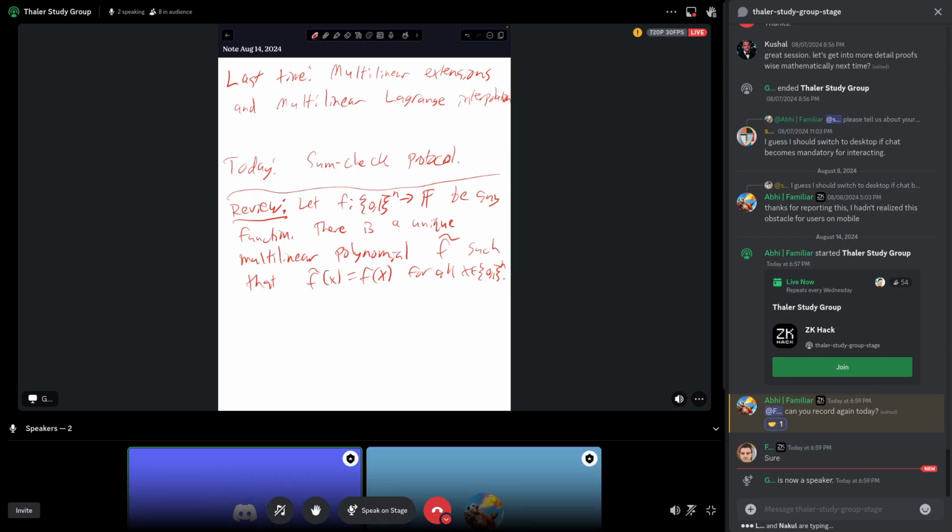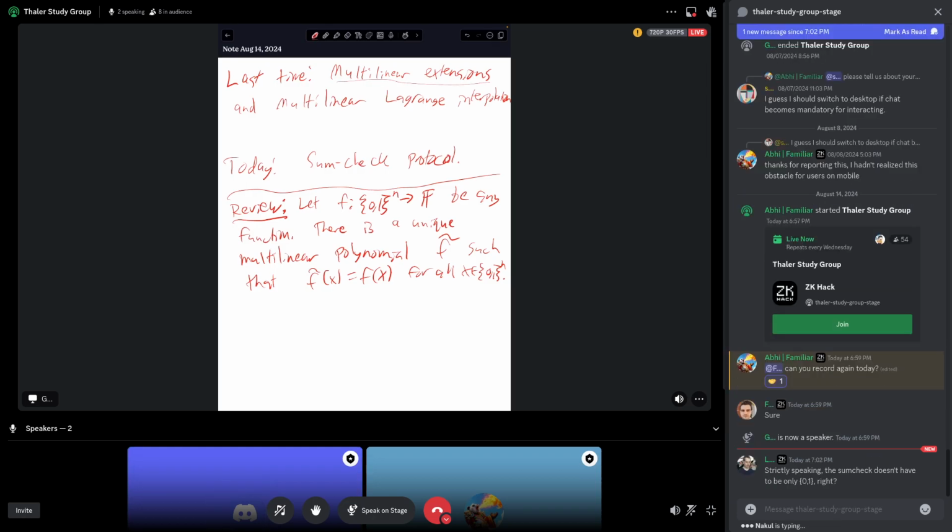So last time we discussed multilinear extension polynomials and multilinear Lagrange interpolation. And these are the key notions from basic facts about multivariate polynomials that one needs to know in order to understand the state-of-the-art interactive proofs, which we're finally about to see today, notably something called the sum check protocol.